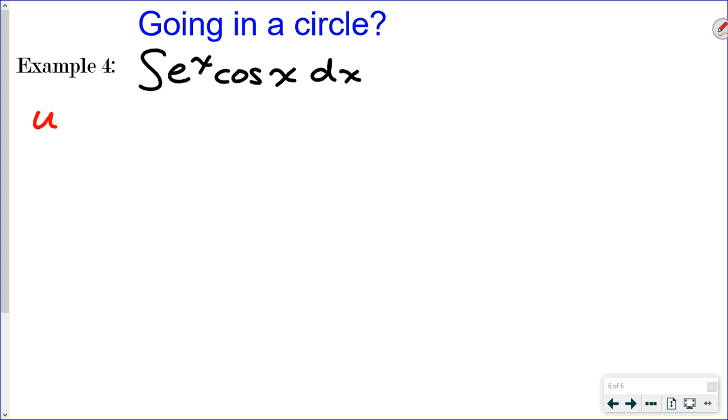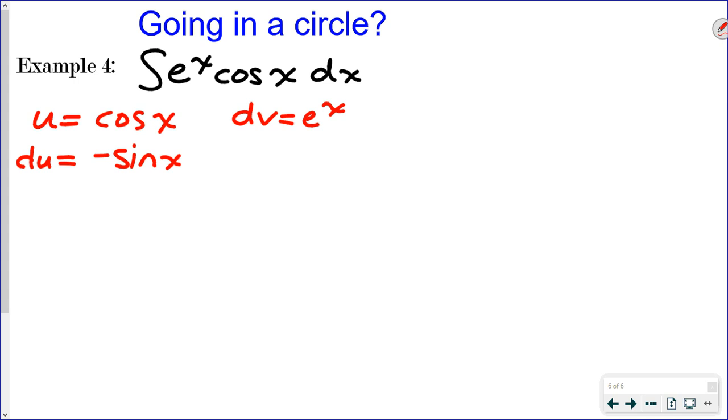Okay, so we're going to set u equal to cosine, and we're going to set dv equal to e to the x. We're going to find the derivative of u. Derivative of cosine is negative sine dx. And then we're going to integrate dv to find v, and the integral of e to the x is just e to the x.